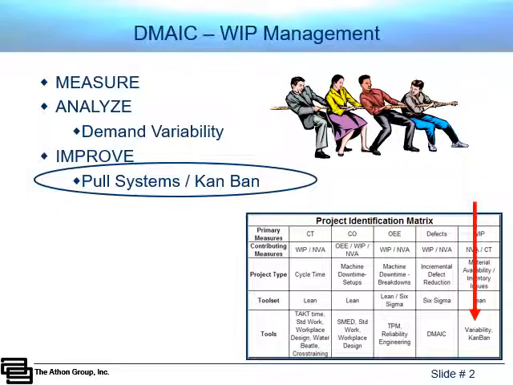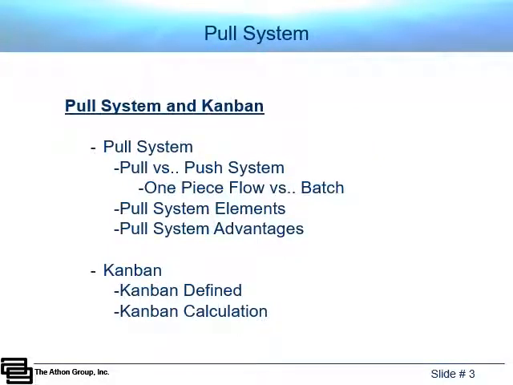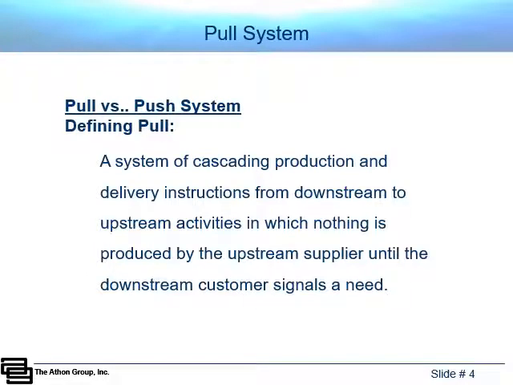So we're going to talk about pull systems in Kanban. Again, it's a follow-on to demand variability. When we talk about pull systems, we're going to discuss that in detail. We'll talk about a pull versus a push system. We'll talk about pull system elements and advantages, and we'll also get into Kanban specifically.